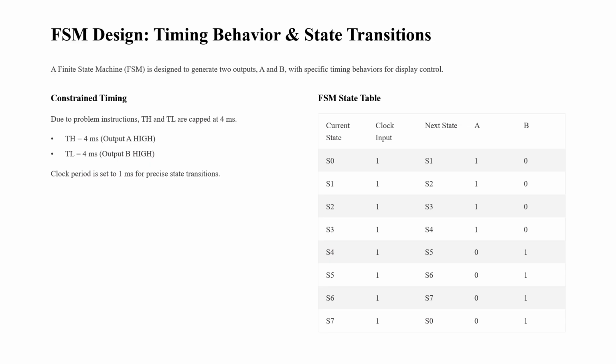FSM design, timing behavior and state transition. A finite state machine is designed to generate two outputs, A and B. The clock period is 1 millisecond and output A stays high for 4 milliseconds and output B stays high for 4 milliseconds. This ensures proper timing behavior for blinking control.